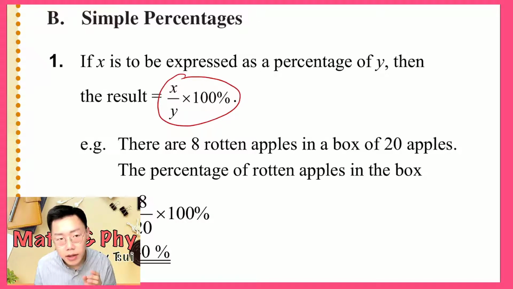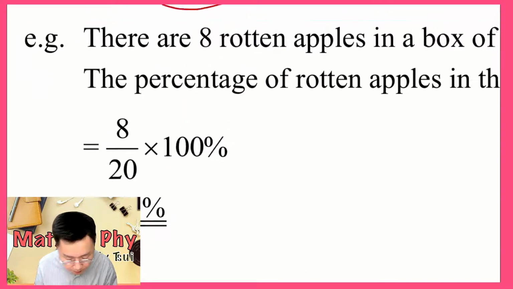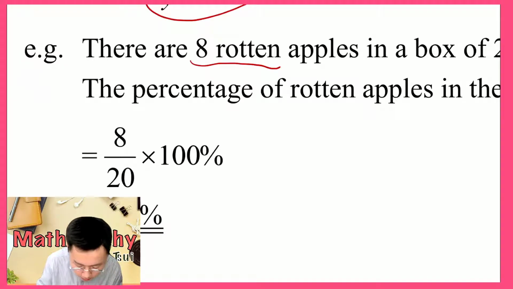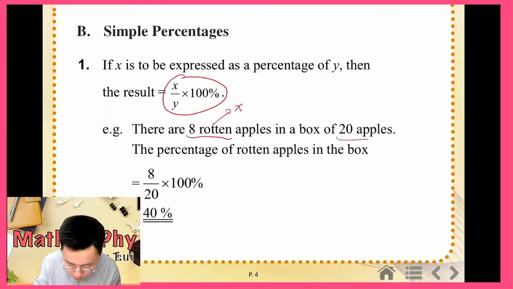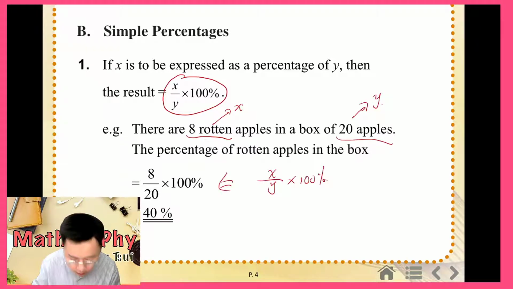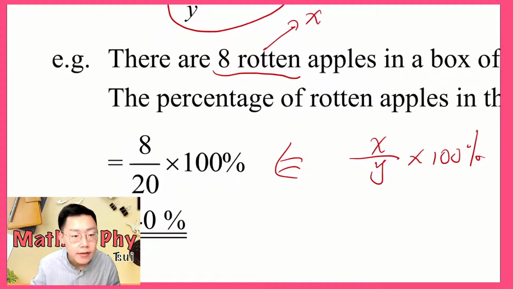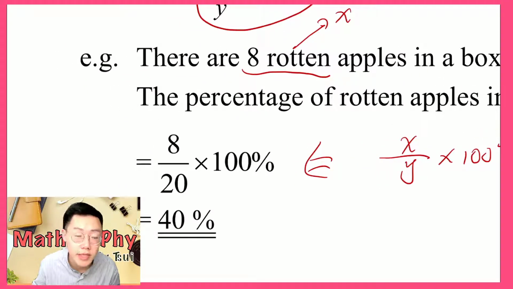Now, if we want to ask the percentage of rotten apples in the box, we write it in this way. The 8 rotten apples represent x, and the 20 apples represent y. So x divided by y times 100%: 8 divided by 20 times 100% equals 40%. So we know that 40% of the apples are rotten.